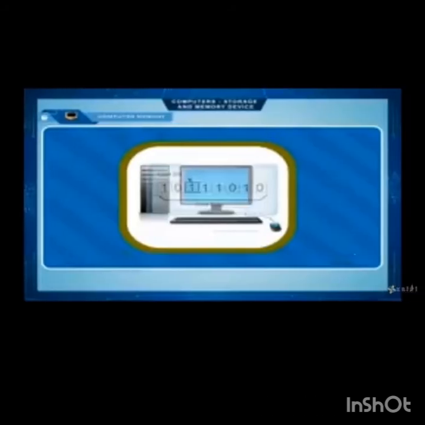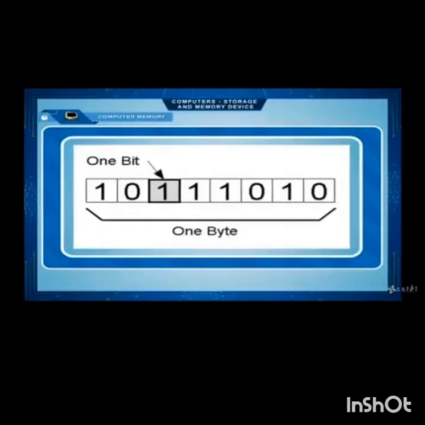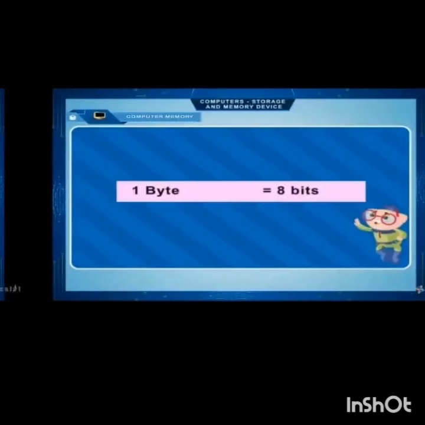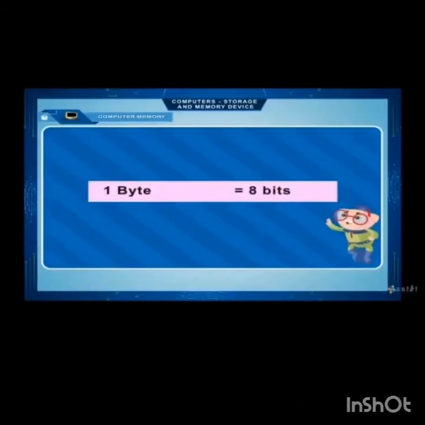Now we all know that a computer understands the zero and one states. So 8 bits combine to form 1 byte. So 8 bits is equal to 1 byte, and 1 bit is equal to 0 or 1. 1 byte is equal to 8 bits.